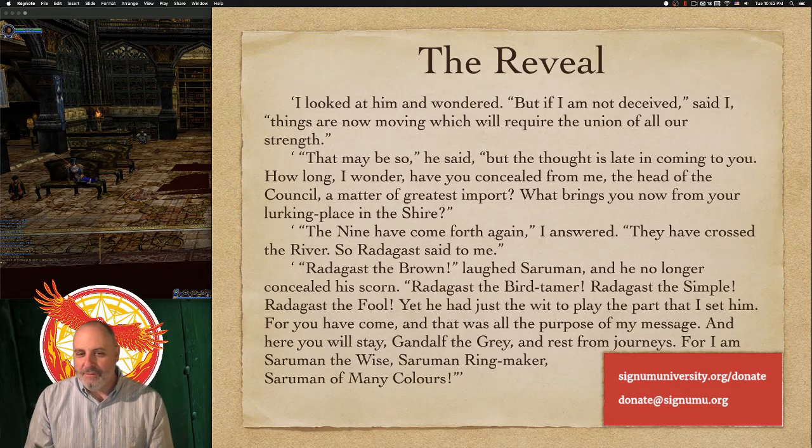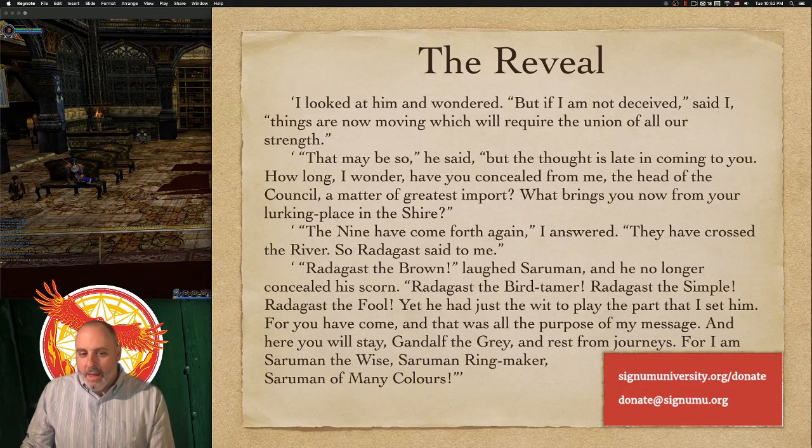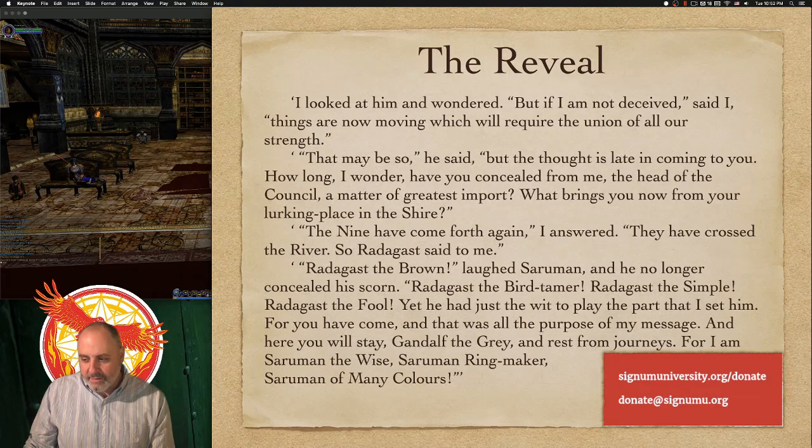So that's the phrase that strikes me as really important in that sentence. And in the next one, and I agree with you, Ashnazg, lurking place, and a couple of you have commented on the phrase lurking place. What brings you now from your lurking place in the Shire? Lurking place is a very significant phrase, right?